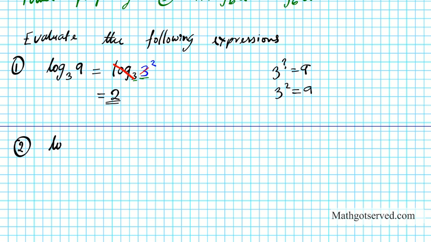What is log base 4 of 1 over 16? Okay, so this number right here is the argument of the log. This is the base. I have to express 1 over 16 as a power of 4. So how do I do that? Well, let's start with 16 first. I know that 4 to the second power equals 16, right? So I can write this as log base 4 of 1 over 4 to the second power.